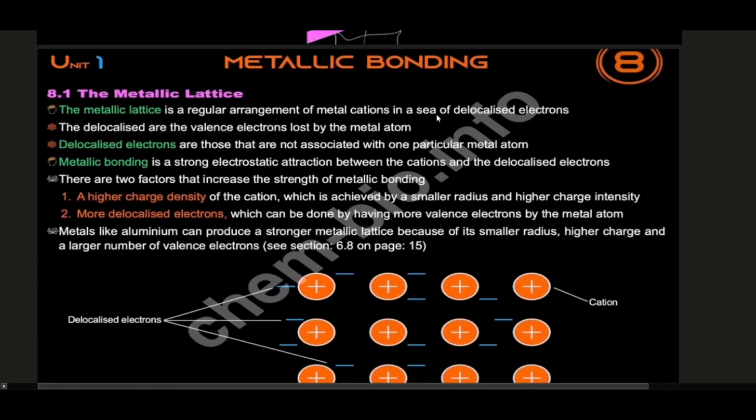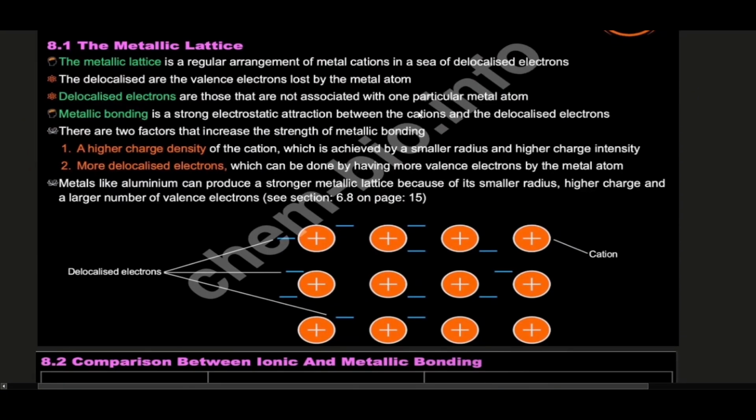The next part is we need to talk about metallic bonding. Now, what is a metallic lattice? It's a regular arrangement of metal cations in a sea of delocalized electrons. The delocalized electrons are the valence electrons lost by the metal atom. Delocalized electrons are those that are not associated with one particular metal atom.